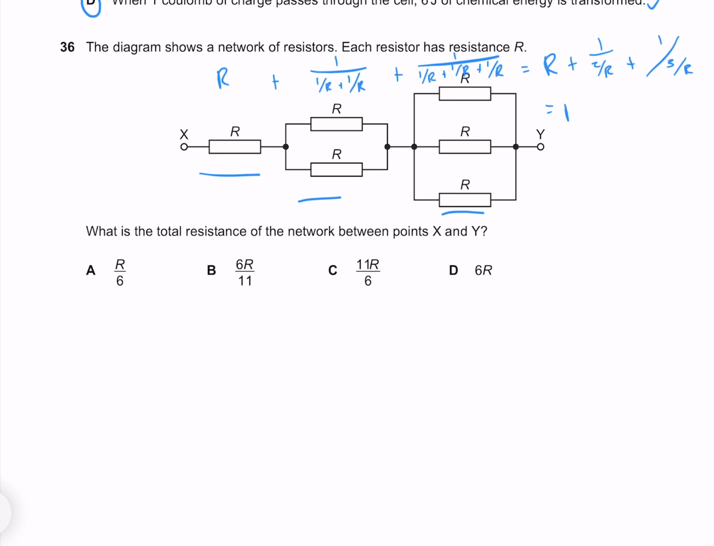Simplifying that further, because our R is a denominator in a denominator, it becomes a numerator. Adding these 3 terms together by giving them all a denominator of 6, imagining R as R over 1 and multiplying the top and bottom by 6. Multiplying the top and bottom of R over 2 by 3 to turn it into 3R over 6, and multiplying the top and bottom of R over 3 by 2 to get 2R over 6. Adding those together gives us 11R over 6, and so our answer is C.